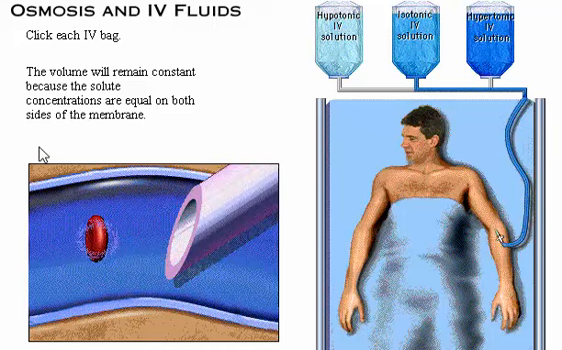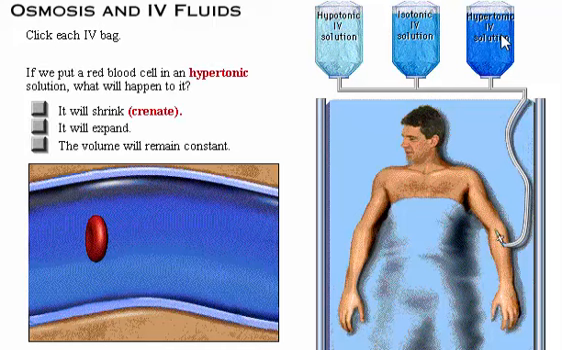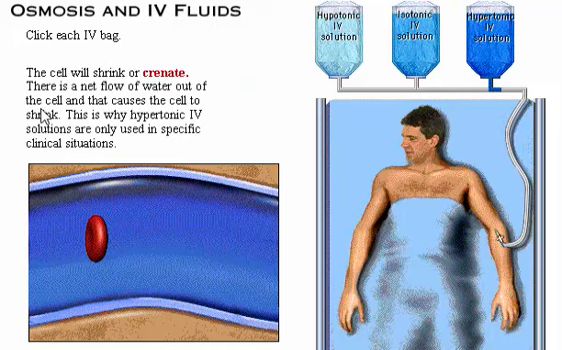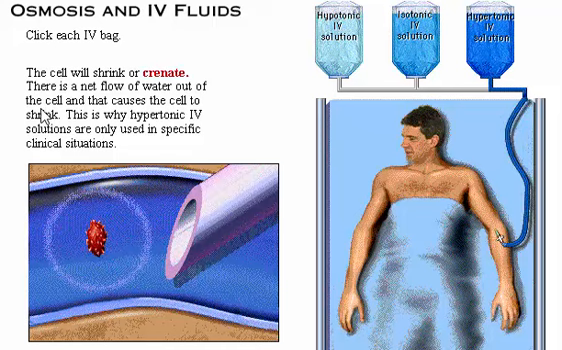If we put a red blood cell in a hypertonic solution, what will happen to it? Correct. The cell will shrink or crenate because more water hits water channels in the membrane on the inside of the cell than on the outside of the cell. There is a net flow of water out of the cell that causes the cell to shrink. This is why hypertonic IV solutions are only used in specific clinical situations.